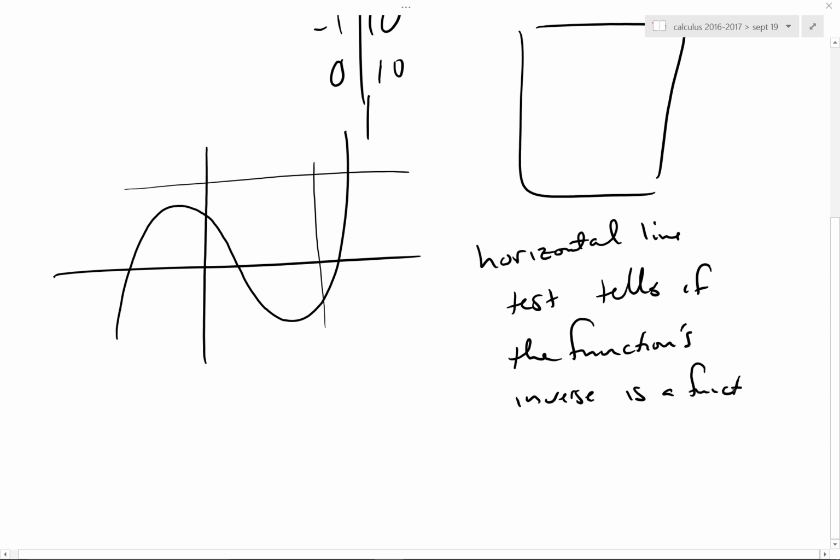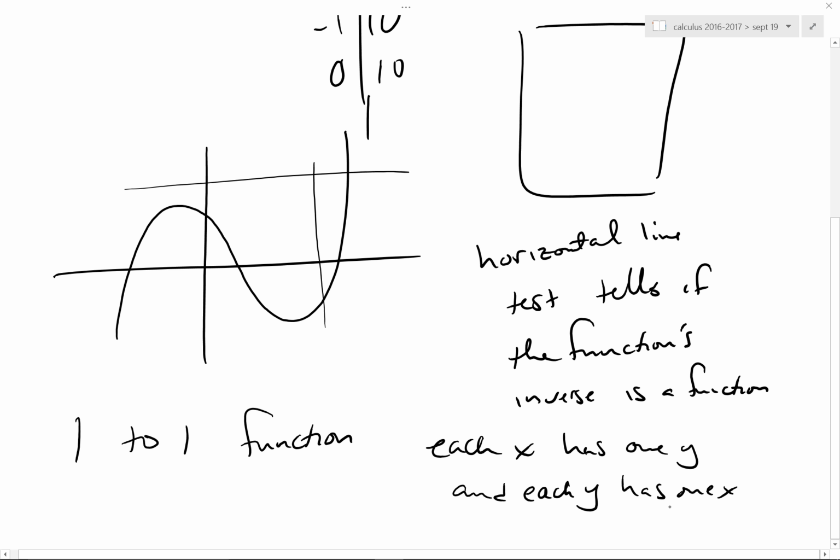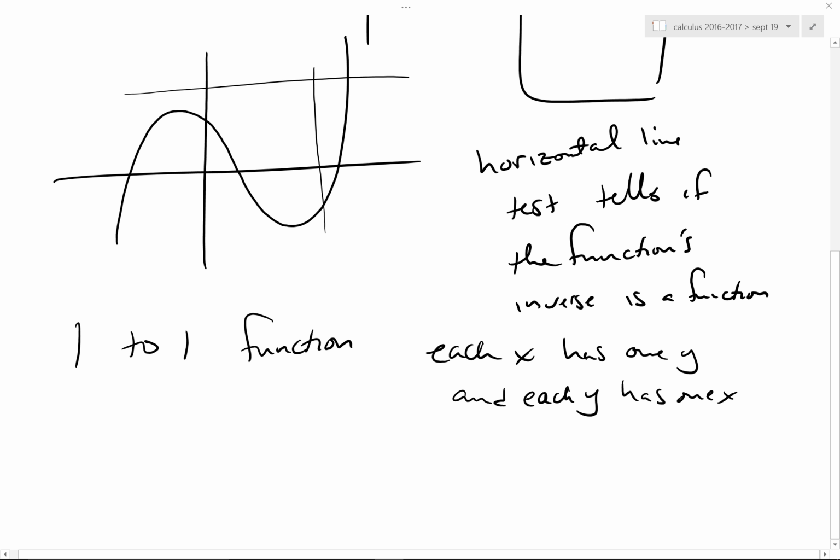Very nice. So here's basically the deal. If it passes the vertical line test and the horizontal line test, we say that it is a one-to-one function. That is, each x has one y, and each y has one x. Monogamy, if you will. And that's swell.